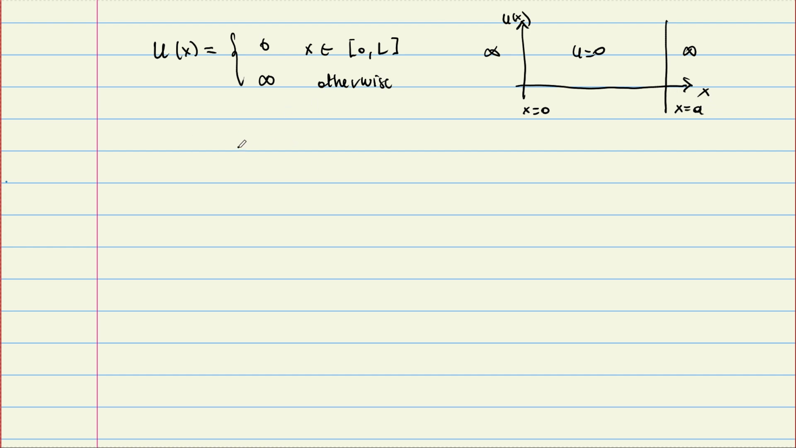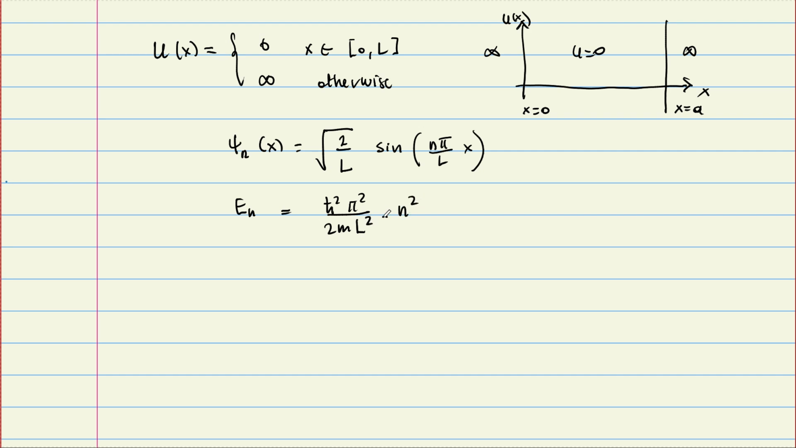And we found the solutions, psi, indexed with some quantum number n, and they were 2 over L sine of n pi over L times x. And the corresponding eigenvalues, E n, was equal to h bar squared pi squared over 2m L squared times n squared.